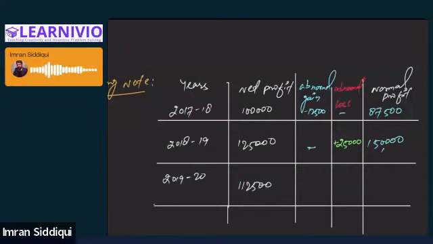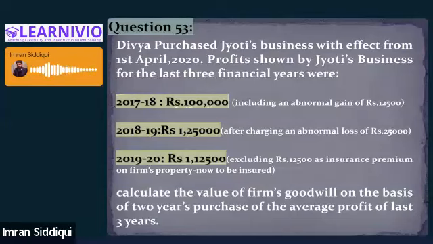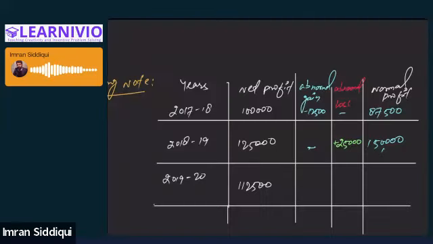Okay. Next year, 2019-20, profit has been calculated as 1,12,500, but it excludes 12,500 as insurance premium of property. And listen to me very carefully. Insurance premium of property is a normal expense. It must be subtracted. It is neither an abnormal loss nor an abnormal gain. Expenditure by way of insurance premium is a normal expense, and normal expense is to be subtracted, right? So what we did, we forgot to subtract the insurance premium earlier. So now to find out the correct normal profit, we'll now subtract it.